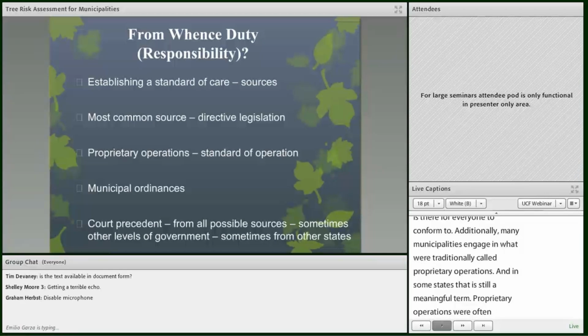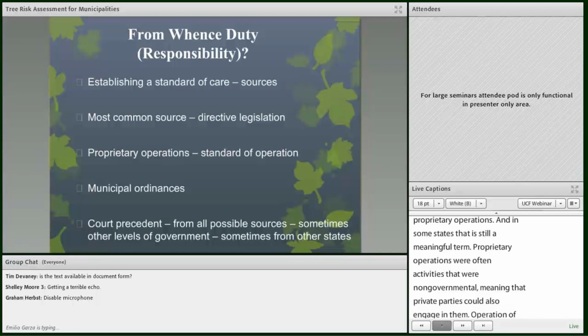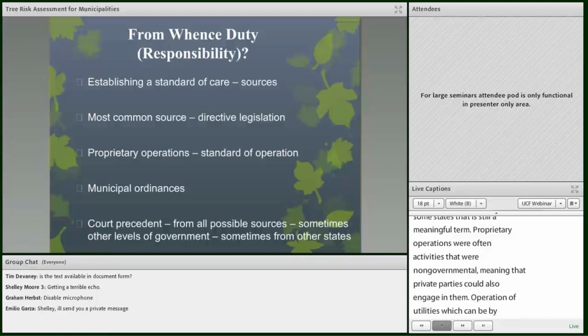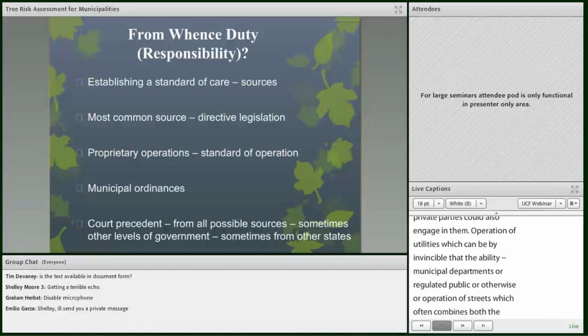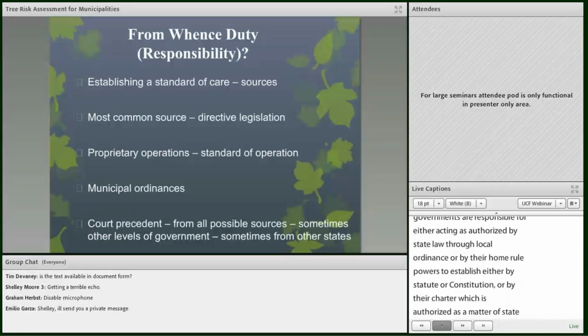Operation of utilities, which can be by municipal utility departments or by regulated public utilities, or otherwise, or the operation of streets, which often combines both the provision of a service and the regulation of conduct on those streets, which would be governmental conduct. In addition to that state legislation, often local governments are responsible for either acting as authorized by state law through local ordinance, or by their home rule powers as established either by statute or constitution, or by their charter, which is authorized as a matter of state law. And these municipal ordinances can establish standards of care, which then in turn yield to setting forth duties.